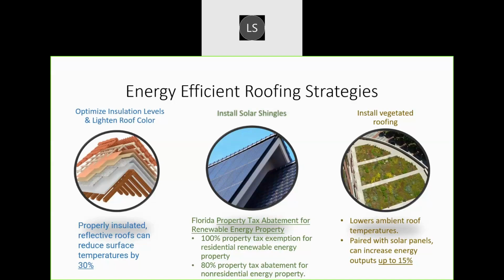For installing solar roofing, there's a 100% property tax exemption for residential renewable energy properties and 80% property tax abatement for non-residential energy properties. And one last thing here is installing vegetated roofing, which is a great energy efficient option. Vegetated roofing provides shade and aids in cooling the air around the building. Vegetated roofs also help protect the underlying roof system from extreme weather, temperatures, stormwater, and UV rays. Pairing vegetated roofs with solar panels, vegetated roofing can increase the energy outputs of solar panels by up to 15%.